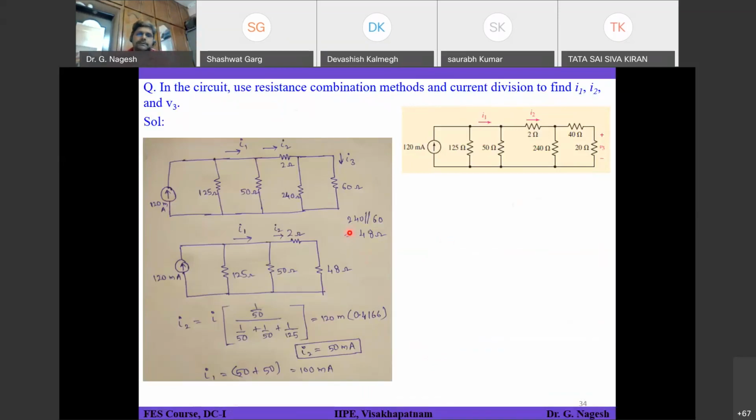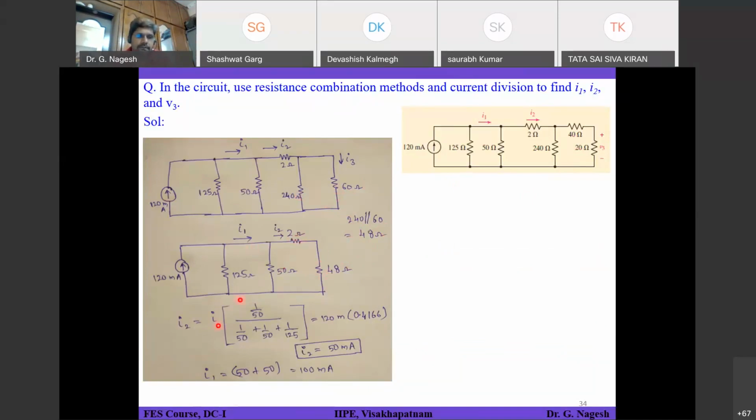So how I have approached it is similar to what one of your friends has told. 40 and 20 you have in series combination, so it will be 60 in parallel with 240. That means R1 R2 by R1 plus R2. If you do that, you are going to get 48 ohms. So that is this 48, and you have 2 ohms in series, so that net will be equal to 50.